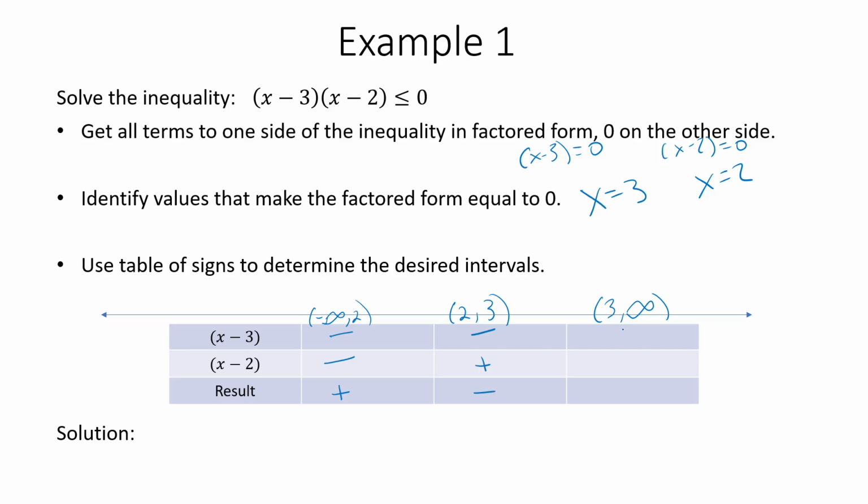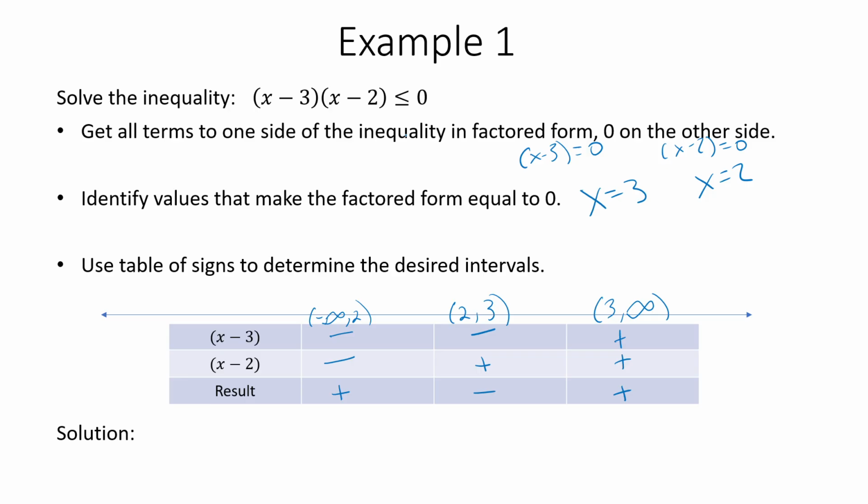Let's check our final interval from 3 to infinity. We need to look at numbers bigger than 3. You can look at 5, 6, 7, any number you want, but I'm going to look at 4. 4 minus 3 is a positive number. 4 minus 2 is a positive number. And a positive number times a positive number is a positive number. So really the only interval that satisfies this is the interval from 2 to 3.